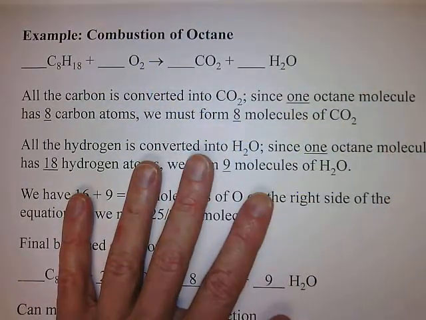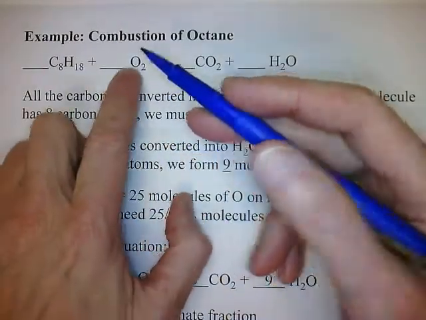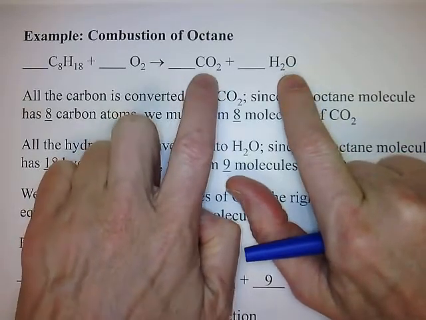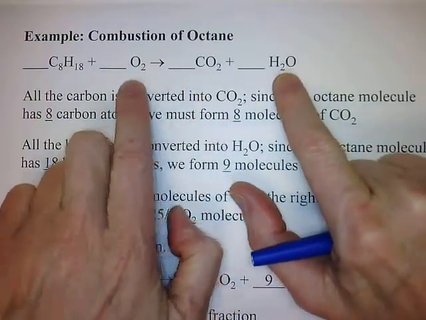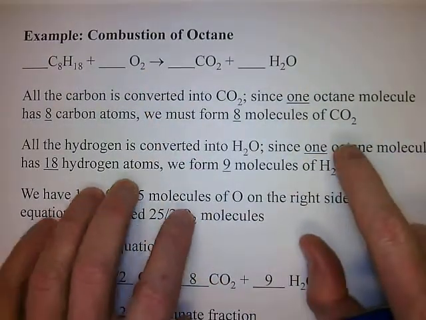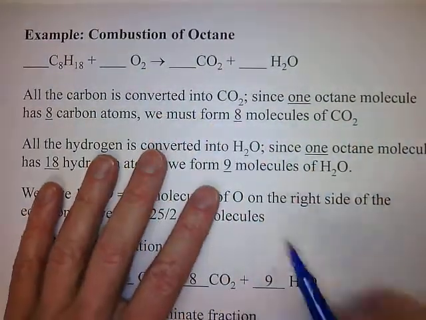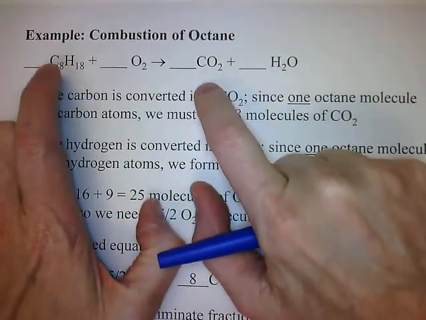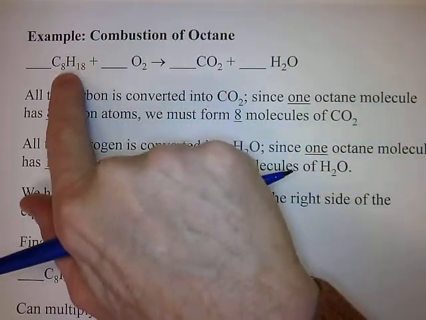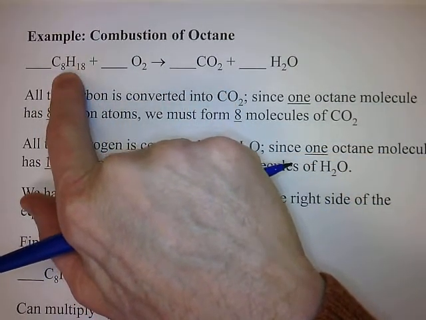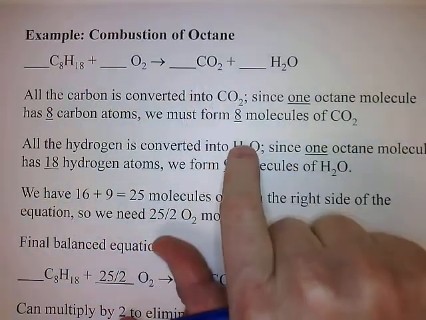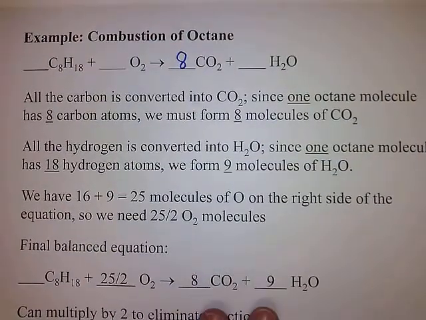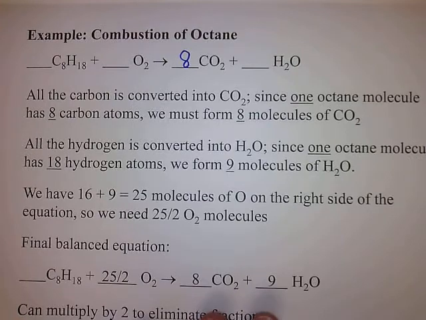So let's start with the carbon. Usually you save the oxygen for last, because both of these have oxygen in them and we can't balance these without throwing the oxygen off. So you save the oxygen for last. We'll start with the carbon. All carbon gets converted into carbon dioxide. We only have two chemical species that have carbon in them. So if we have 8 carbons here in C8H18, we're going to have 8 carbons here, so we're going to form 8 molecules of carbon dioxide.